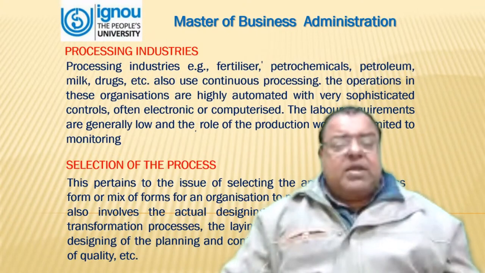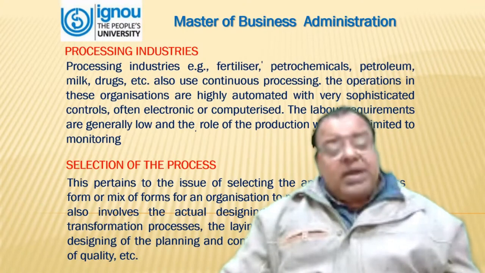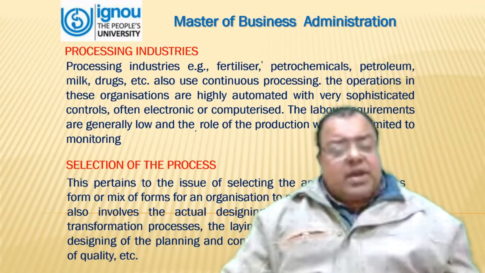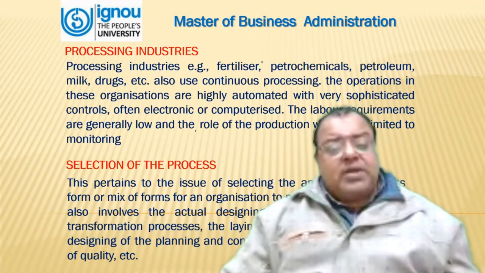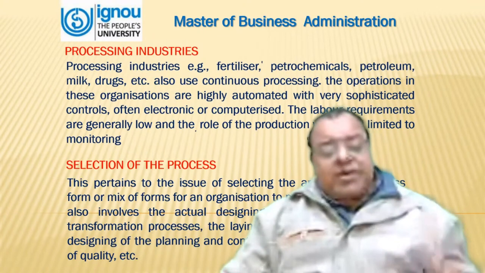Processing industries, that is fertilizers, petrochemicals, petroleum, milk, drug, etc., also use continuous processing. The operations in these organizations are highly automated with very sophisticated controls, often electronic or computerized. The labor and equipment costs are generally low, and the role of the production workers is limited to monitoring.